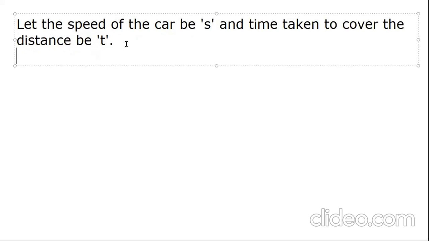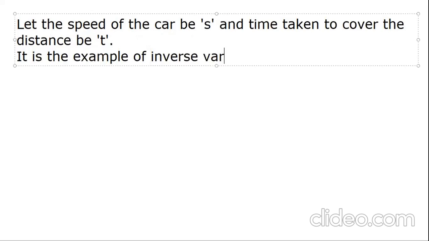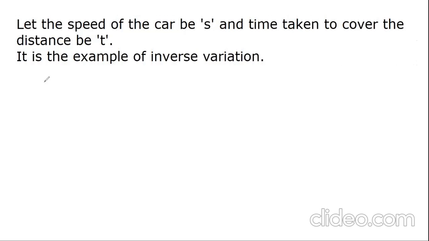Now this is the example of inverse variation, right? It is the example of inverse variation. Now, S is inversely proportional to T. Therefore, S into T is equal to K, where K is a constant.